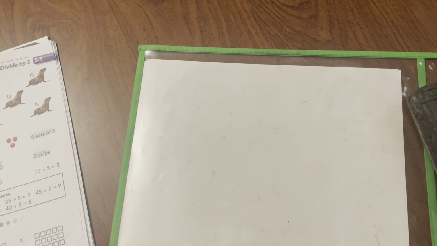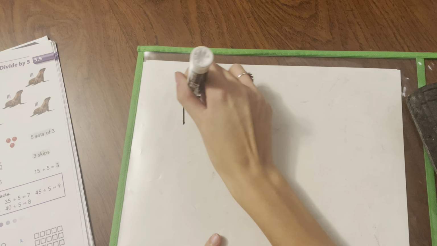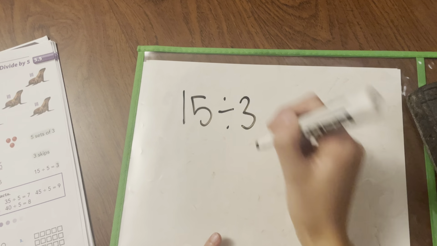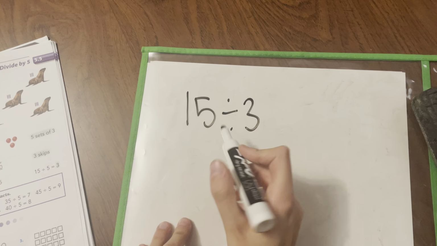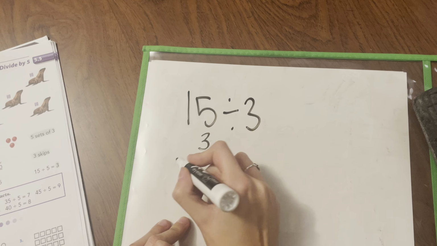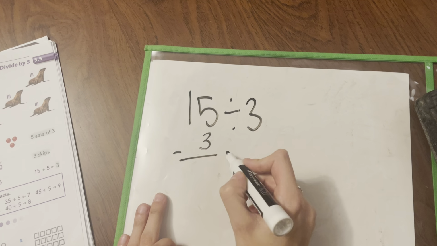So remember, division, say it with me, is subtracting equal groups. Division is subtracting equal groups. So all that means is we're trying to figure out, for example, if we had 15 divided by 3, how many times does 3 fit into 15? And we are seeing how many times we can subtract 3 from 15.